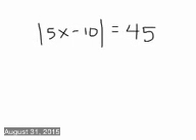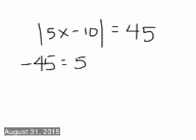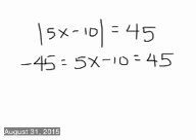So, Taylor, what do you think? One, as I watched you already write it. So negative 45 equals 5x minus 10 equals positive 45.